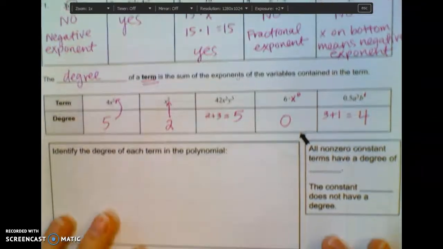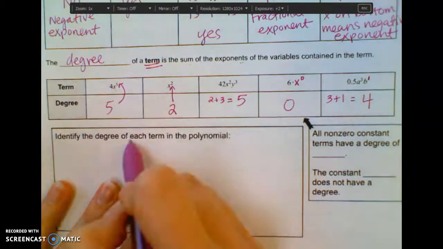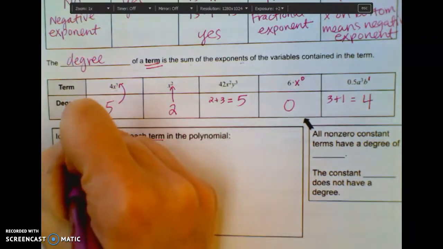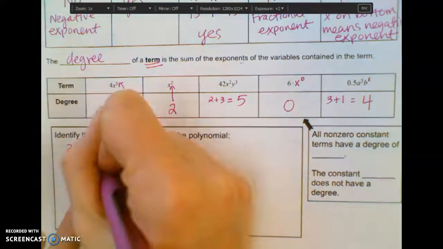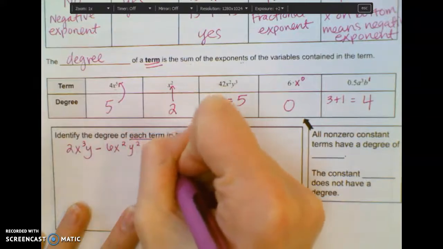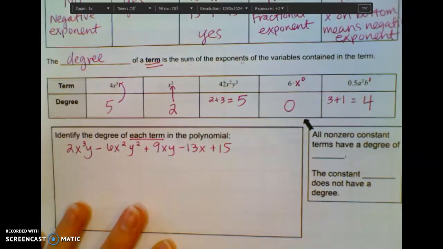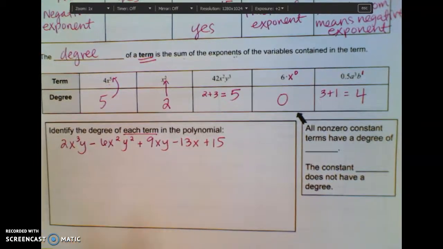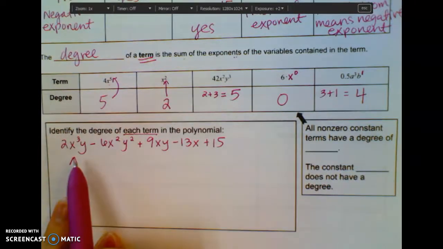So let's look at a polynomial here, excuse me, and we are going to identify the degree of each term in the polynomial. So here it is, 2x cubed y minus 6x squared y squared plus 9xy minus 13x plus 15. Go ahead and write that down. We want to find the degree of each of the terms. So let's look at this first term. Remember, to find the degree of just a term, we take the exponents and we add them.